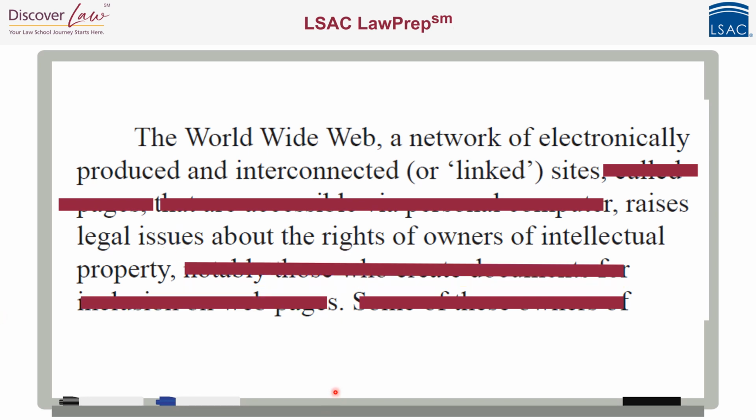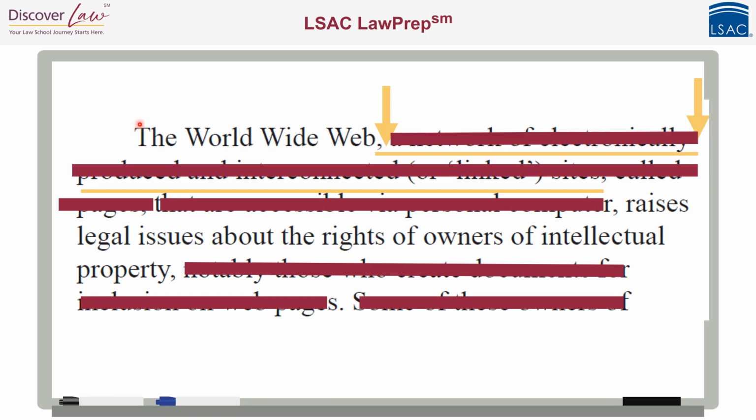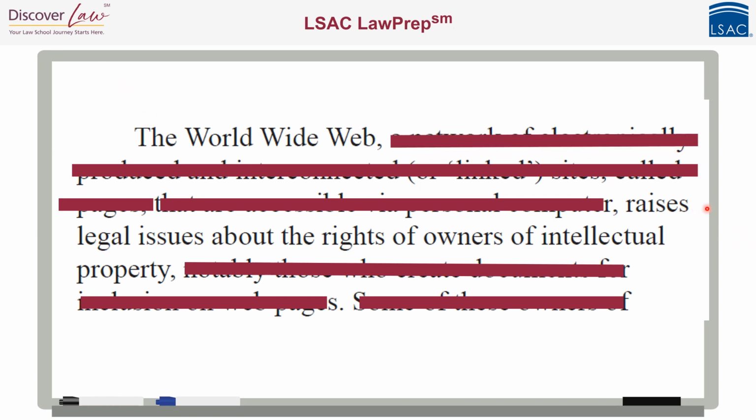Oh, did we miss something? Have a look at the first line, the comma here and this comma here. What lies in between is basically telling you as to what the World Wide Web is. Well, let us black even this out. There you go. Now, read what you have before you. Right, so let's have a look at the sentence we have here. The World Wide Web raises legal issues about the rights of owners of intellectual property.